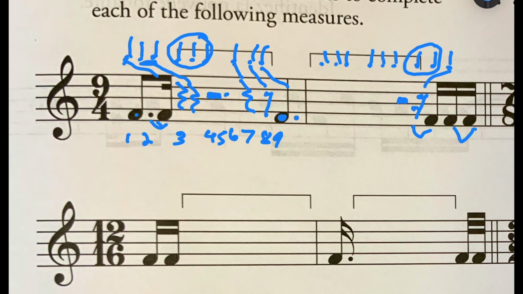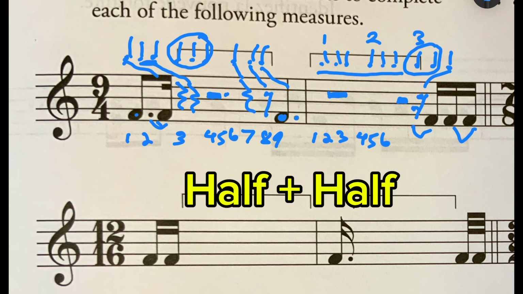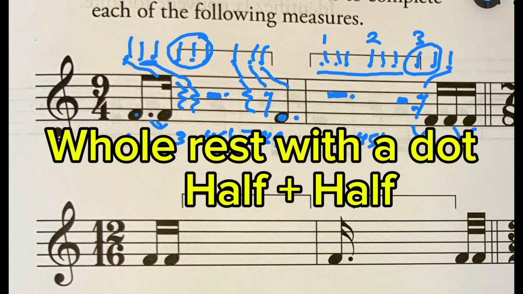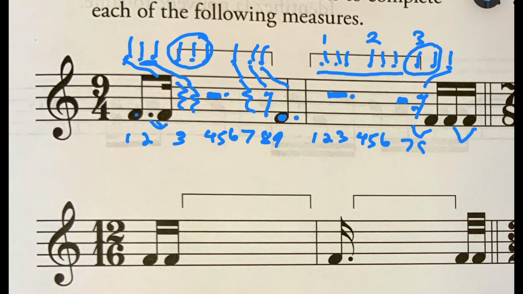Now here we have 1, 2, 3, 4, 5, 6. Think of this as 1, 2, 3, and the rest are pulses in compound time. 1, 2, 3, 4, 5, 6, 7, 8, 9. We can combine all this. So 2 quarters and 2 quarters, so it's a half rest. And we would use the dot for the 1, 2, 3, 4, 5, 6, 7, 8, 9.